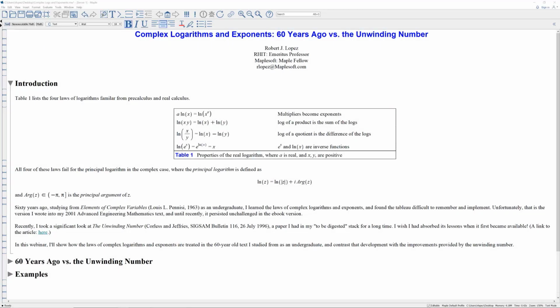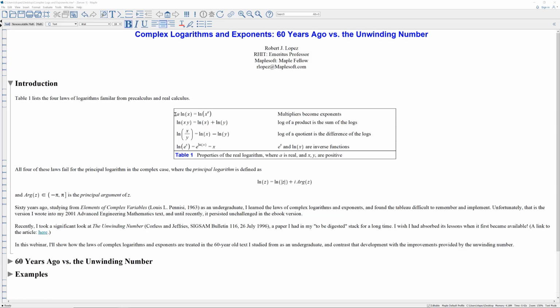Complex logs and exponents 60 years ago versus the unwinding number. Table 1 lists four properties of the real logarithm where a is real, and x and y are positive.